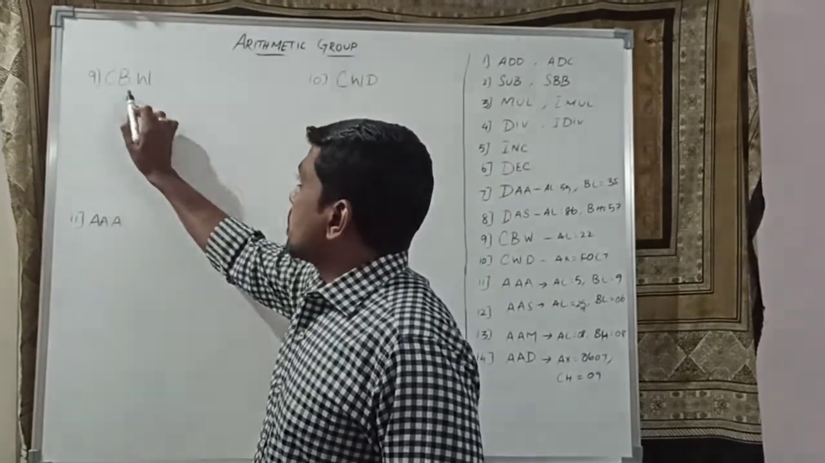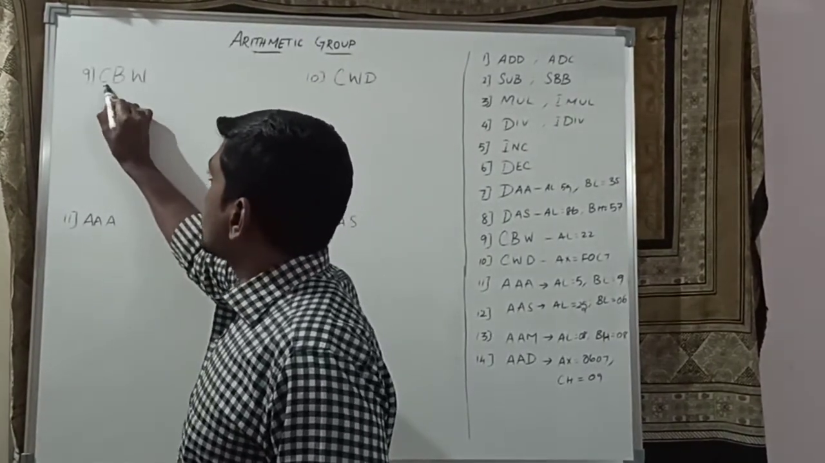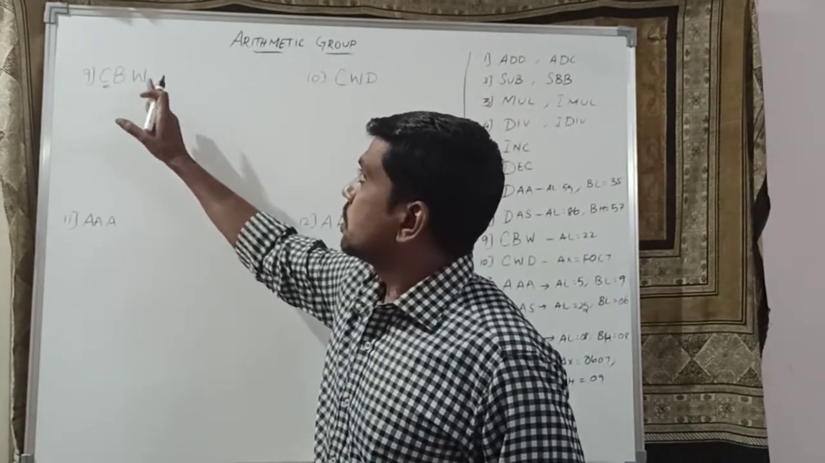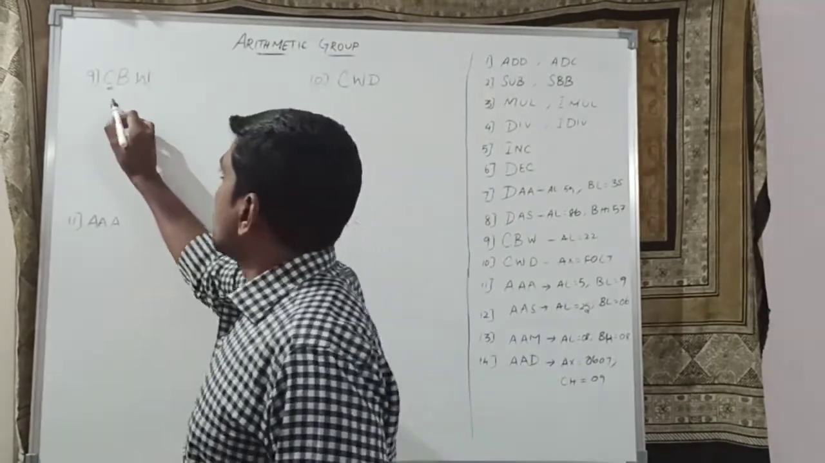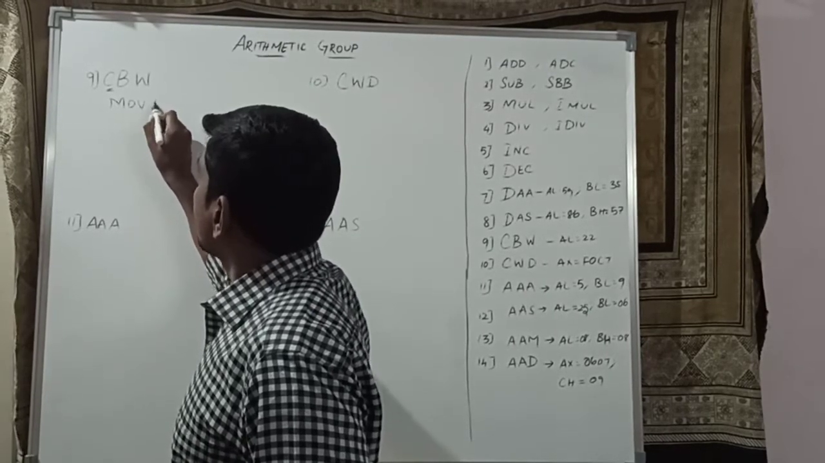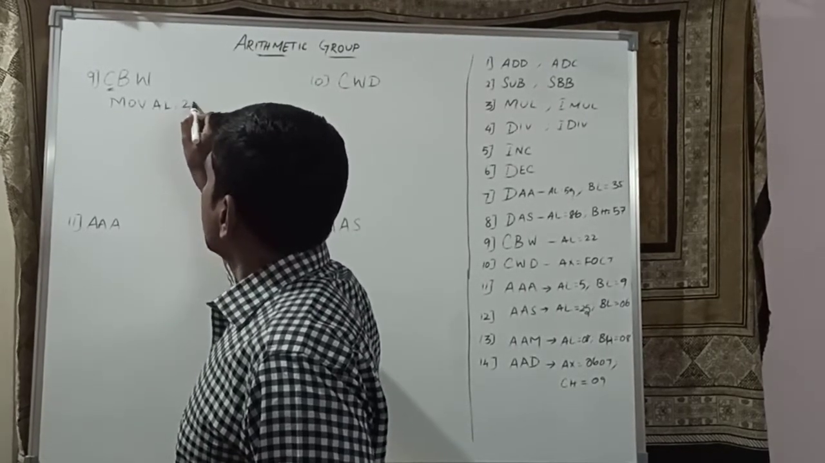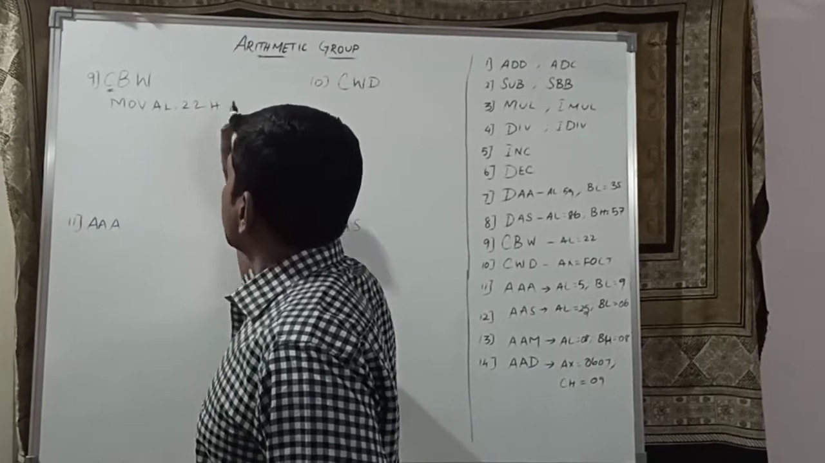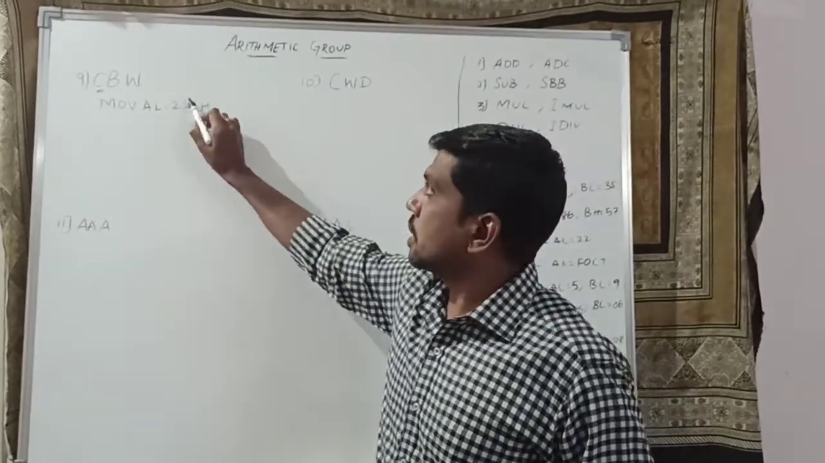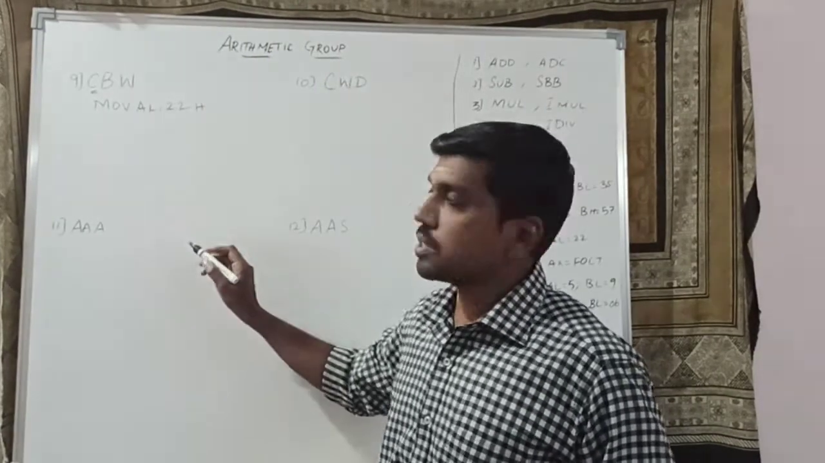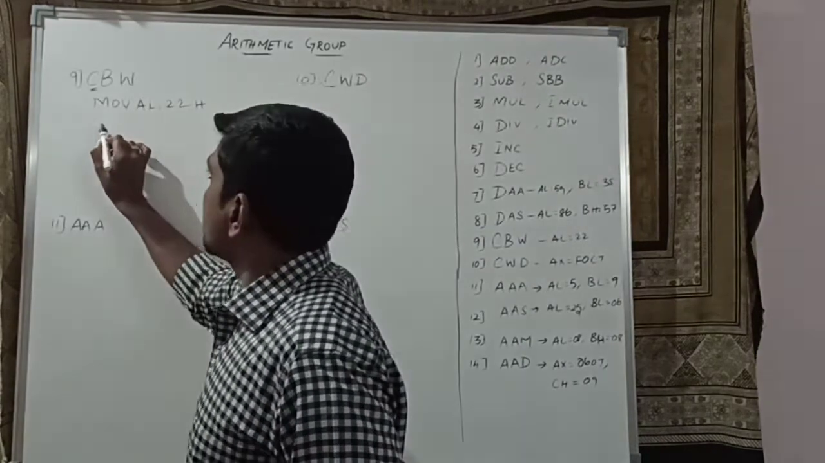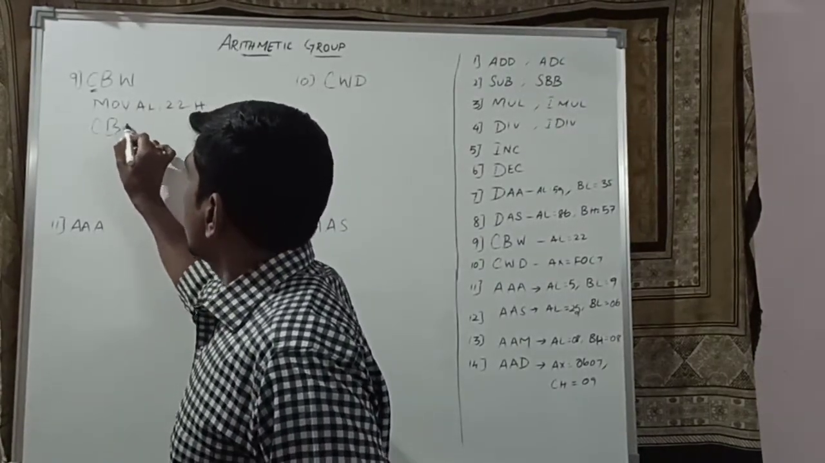The ninth instruction is CBW. The C represents conversion, converting the byte value into a word value. Write one program: MOV AL, 22H. In this instruction, 22H is the immediate content. That content is transferred to the AL register. After transferring the immediate value into the AL register, the next instruction is CBW.